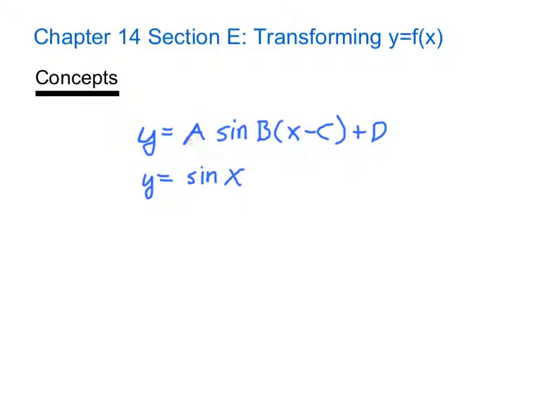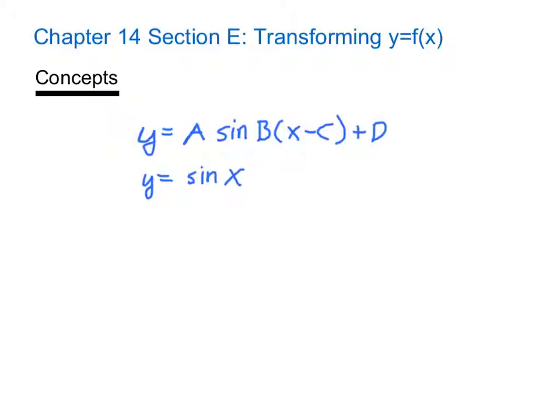Remember, A stretched the graph vertically, D moved the graph up and down vertically, B stretched the graph horizontally, and C moved the graph left or right. So in this section, we're going to look at some of these transformations again, and we're going to look at a few new ones as well.